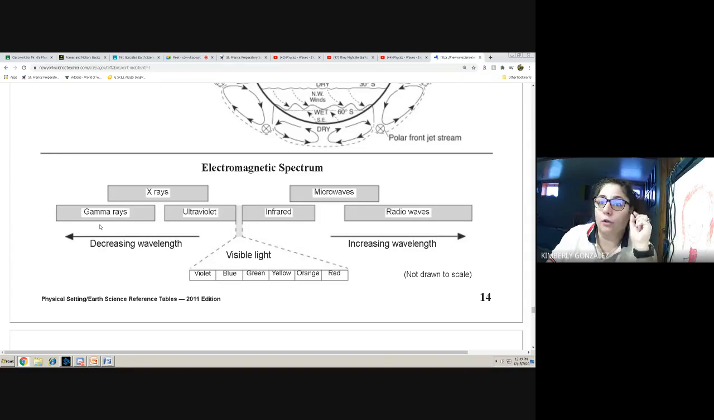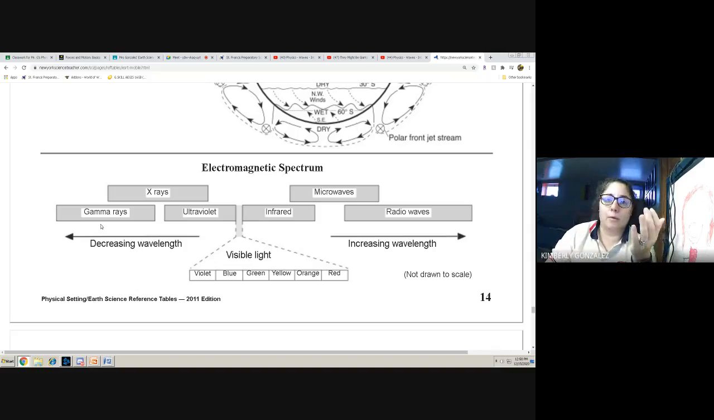On here, notice that frequency is not listed, but you are to know that it is an indirect relationship. So if I decrease the wavelength, which means there's less of a distance between each of the waves, it means that there's going to be a lot of waves happening. If I increase the distance between each of the waves, it means that it's not going to be a lot of waves in a short period of time.